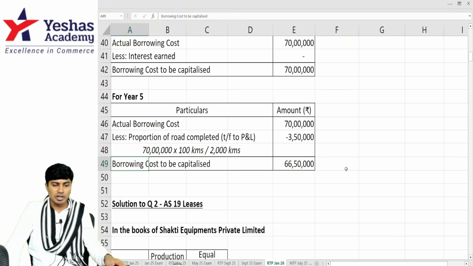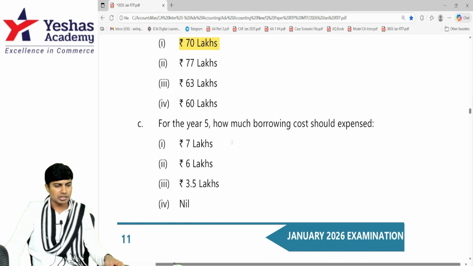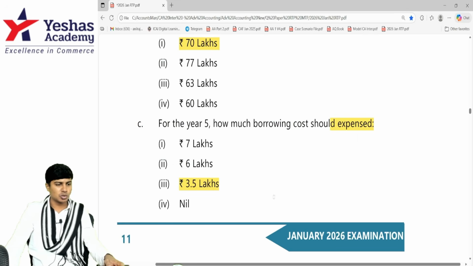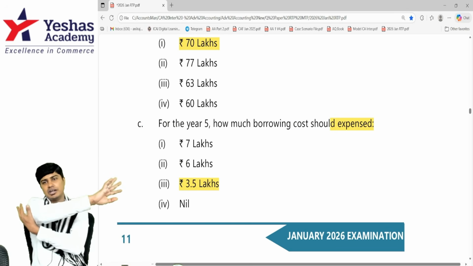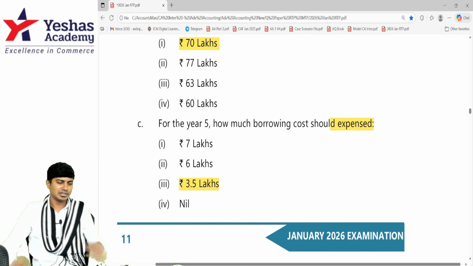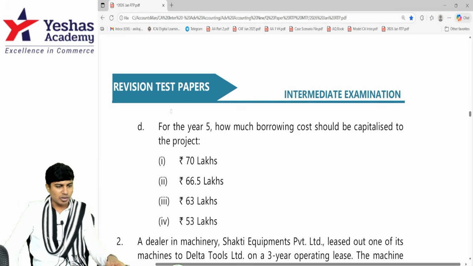They're not asking how much will be capitalized. They're asking how much should be expensed by charging to P&L. The answer is 3 lakh 50,000 rupees, which is option 3. Actually, it should have been option C and question number 3. That's how it will be in the exam. But in the RTP, they've played with the numbers. They've kept the question numbers as A, B, C and the options as 1, 2, 3. Weird.